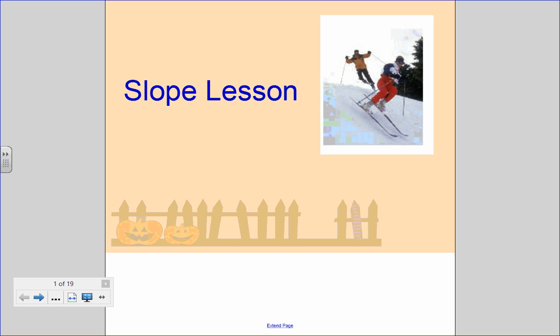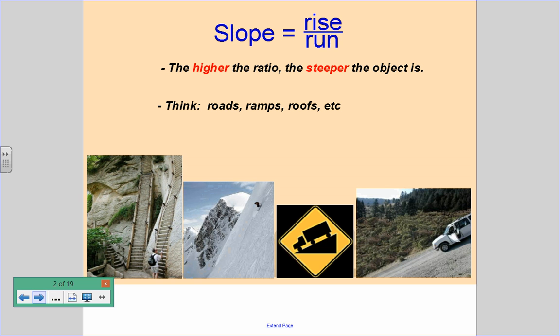In this lesson, we're going to introduce slope. Let's start with a simple definition. Slope really just describes how steep an incline or decline is. The higher the ratio you have for slope, the steeper the slope is. Something like this slope or mountain that this person is skiing down would have a very high ratio of the rise in association to the run, because that is a very steep decline right there.